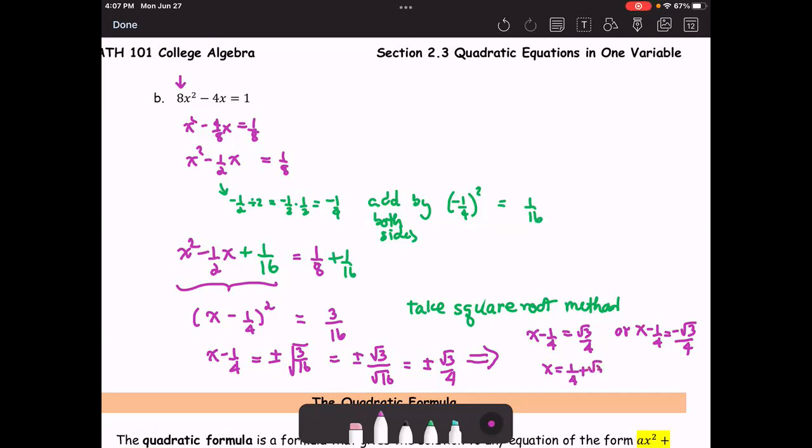And solve for x completely by adding 1 over 4 to both sides to get x equals 1 over 4 plus square root 3 over 4 as one solution. And the other is x equals 1 over 4 minus square root 3 over 4 as another solution.